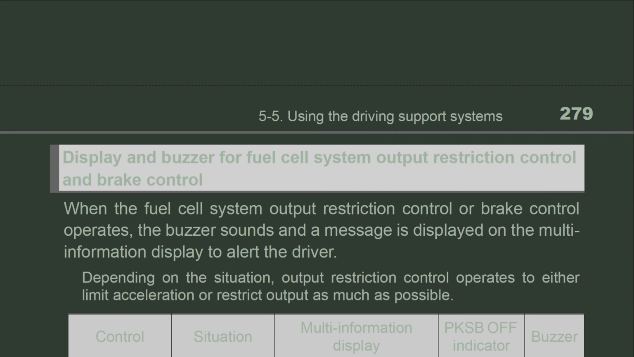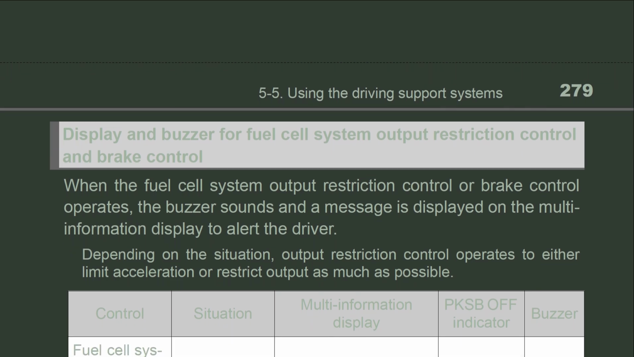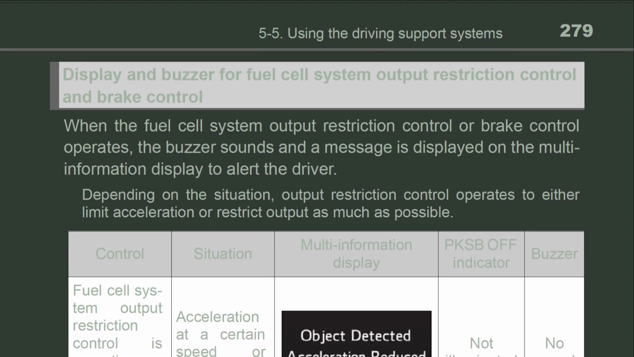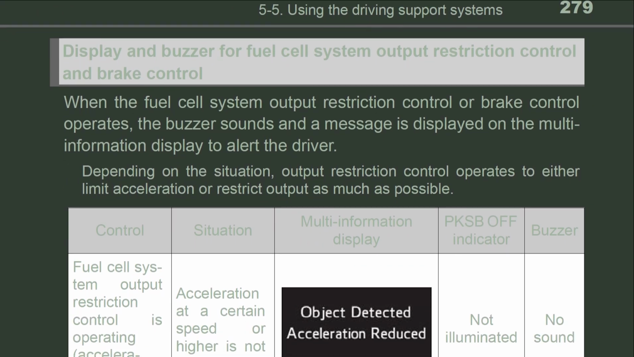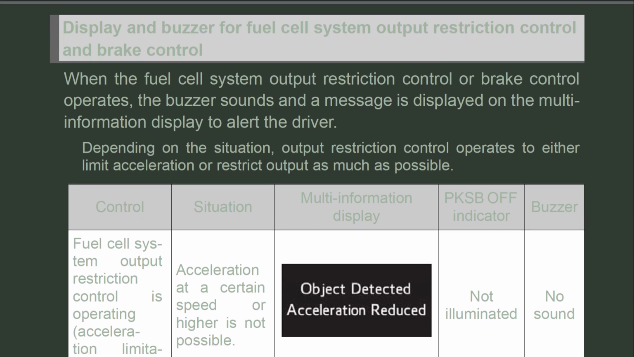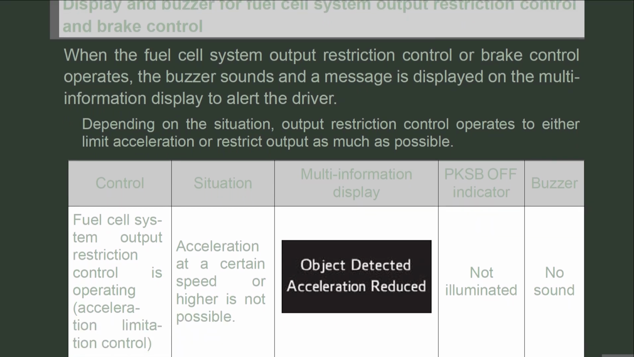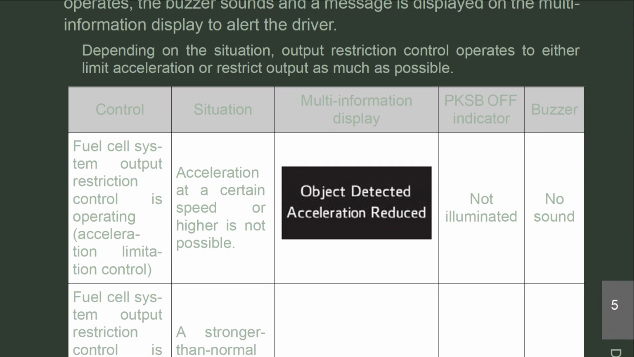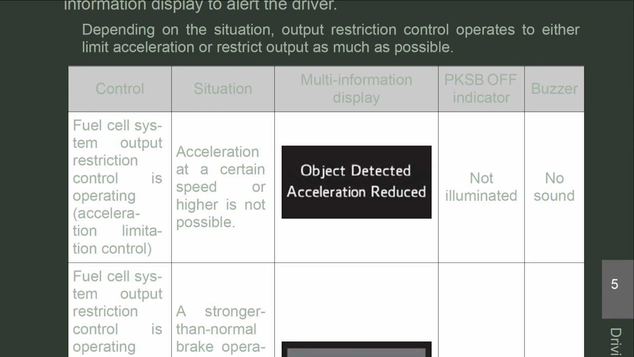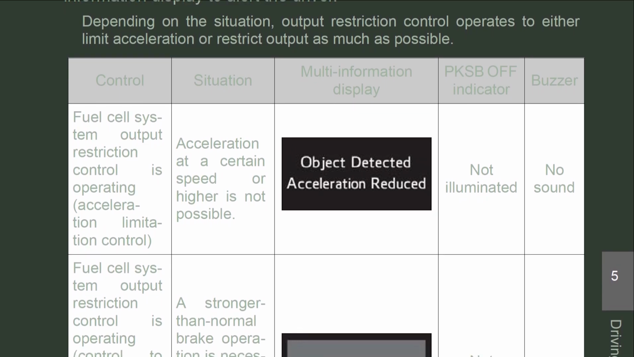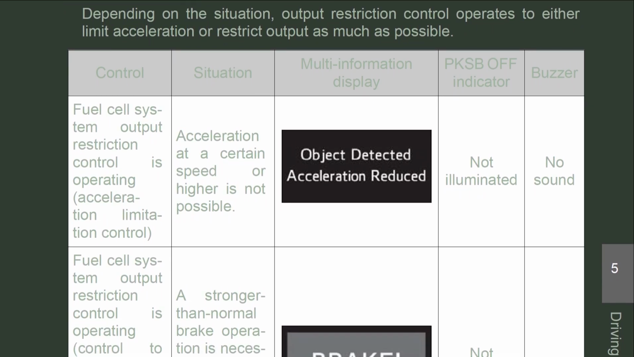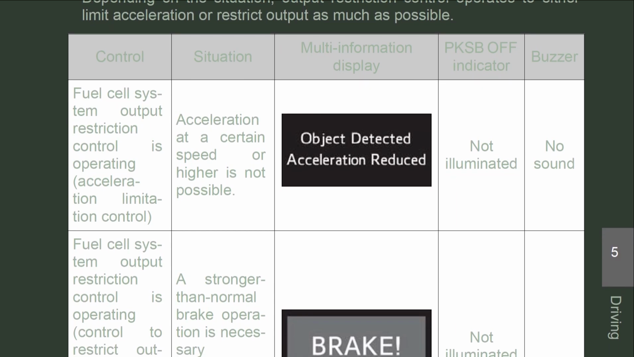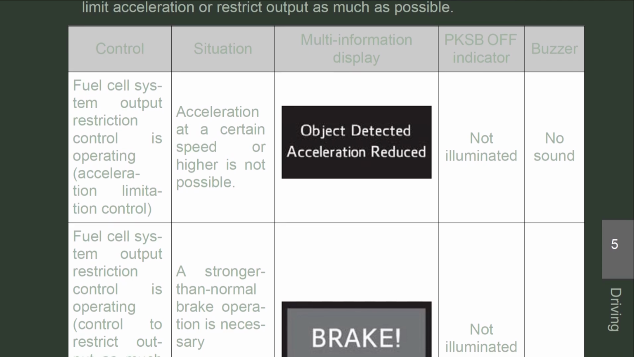When the fuel cell system output restriction control or brake control operates, the buzzer sounds and a message is displayed on the multi-information display to alert the driver. Depending on the situation, output restriction control operates to either limit acceleration or restrict output as much as possible. Control, situation, multi-information display, PKSB OFF indicator, buzzer.